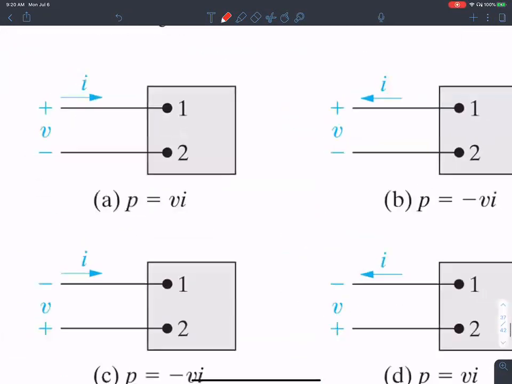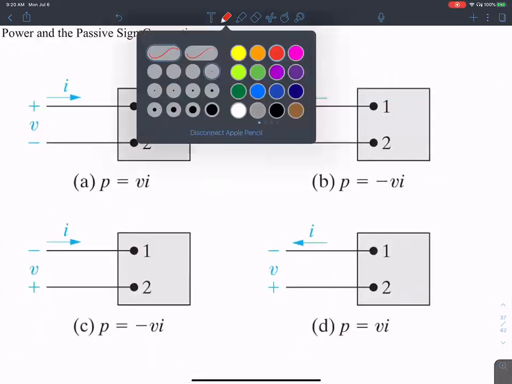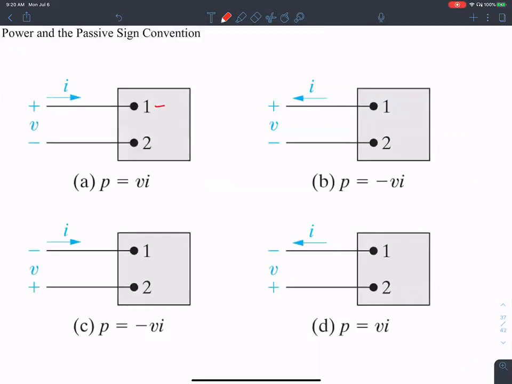If you look at this voltage drop, there is positive voltage on the first terminal and negative voltage on the second terminal. The current flowing through this is along the voltage drop. The voltage is dropping from top to bottom. The current is flowing top to bottom. Therefore, the current is positive.